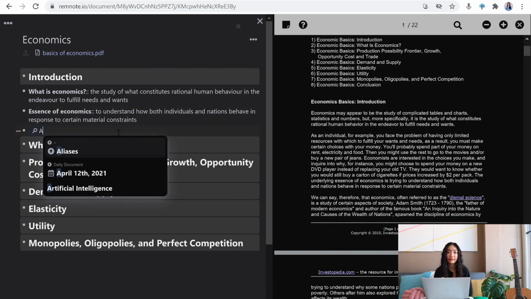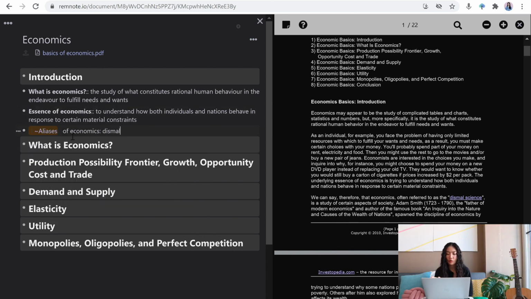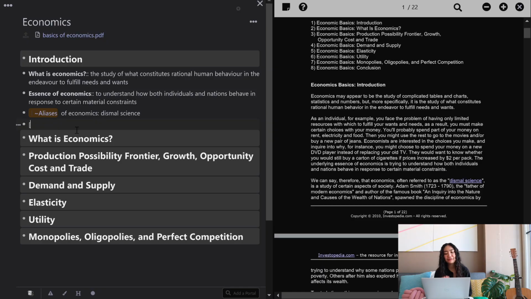For this one, I can either use the universal descriptor or use alias. I'm choosing to use universal descriptor instead because I'm guessing that no one would ever use the term dismal science to refer to economics. It's not like if I'm talking about artificial intelligence, and then artificial intelligence and AI, it's an acronym.